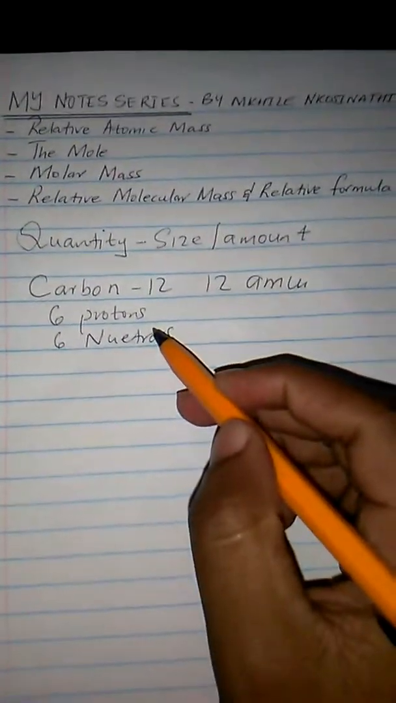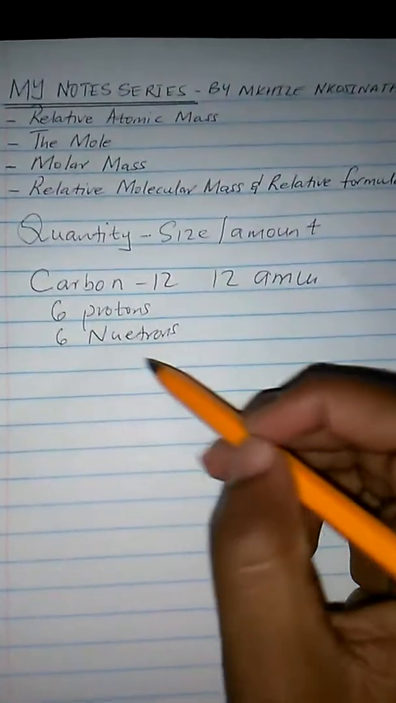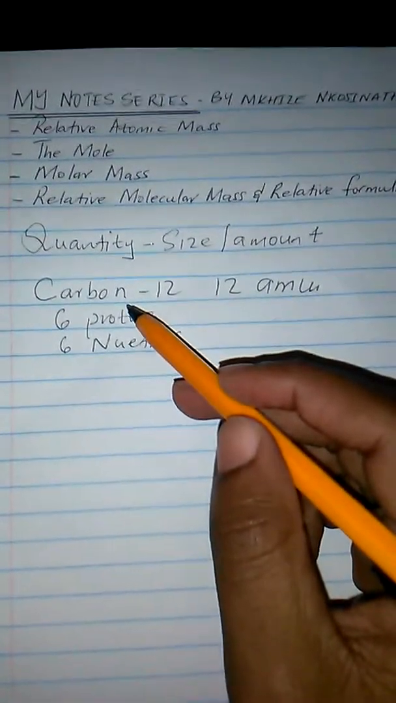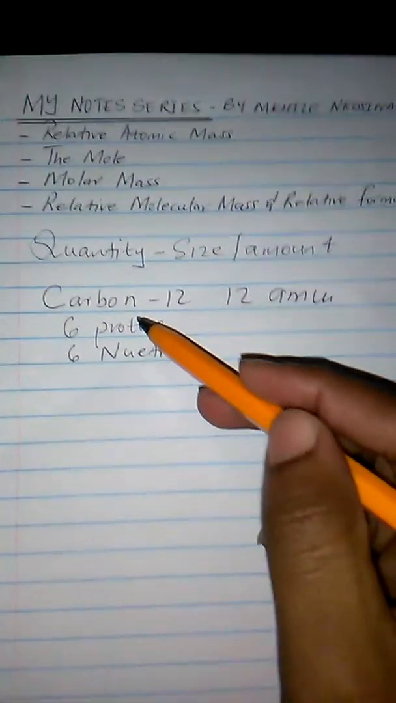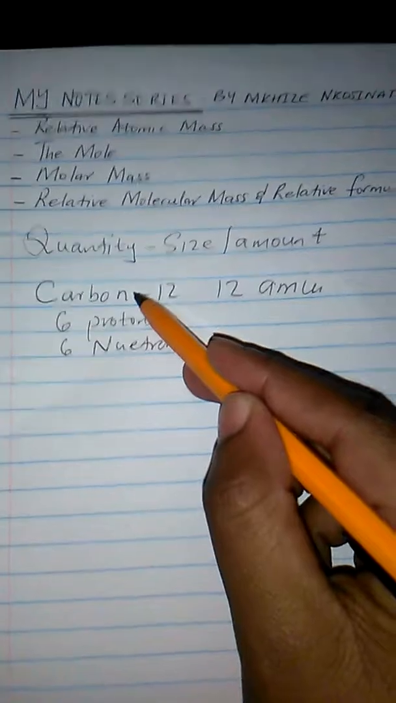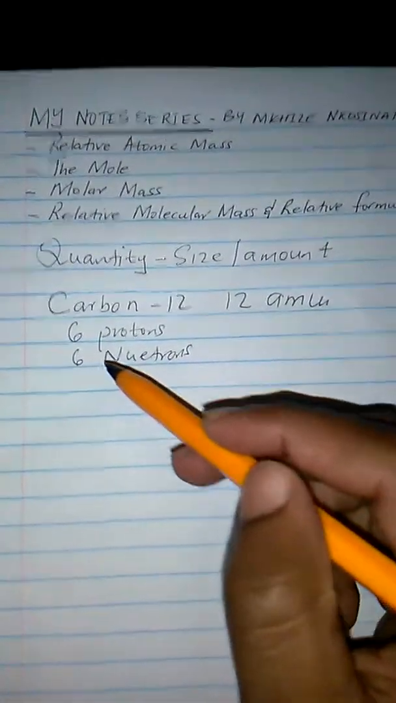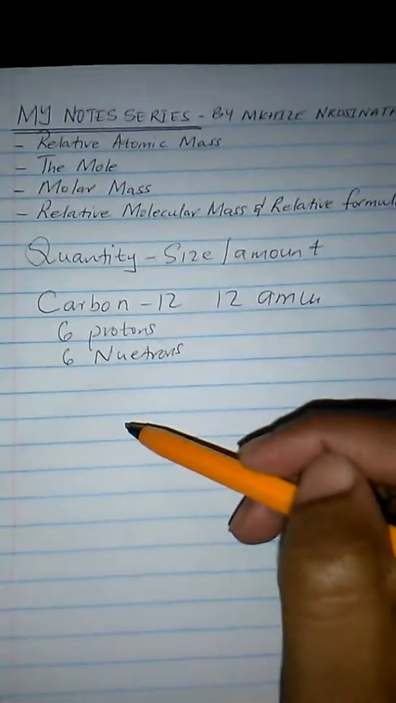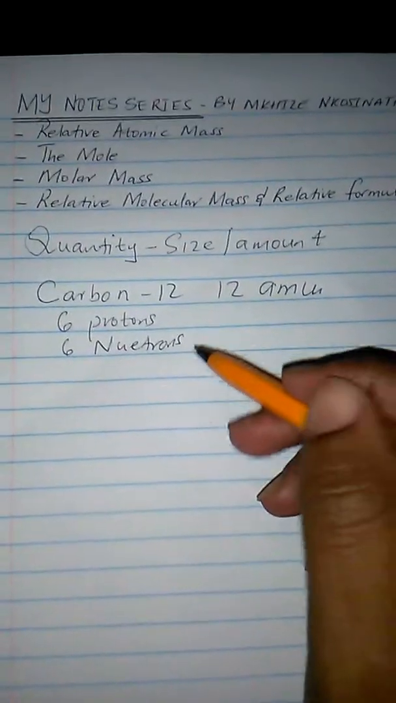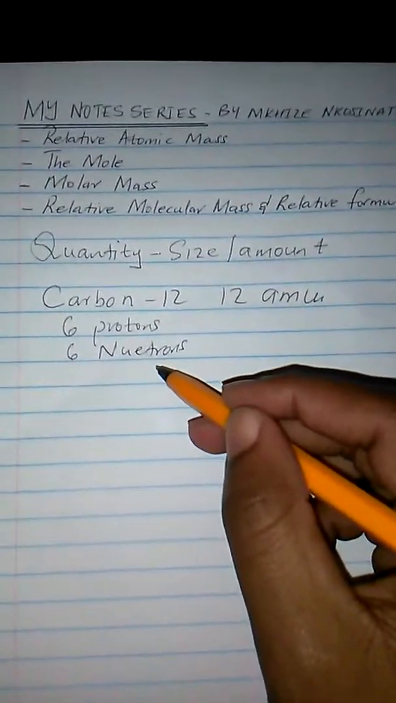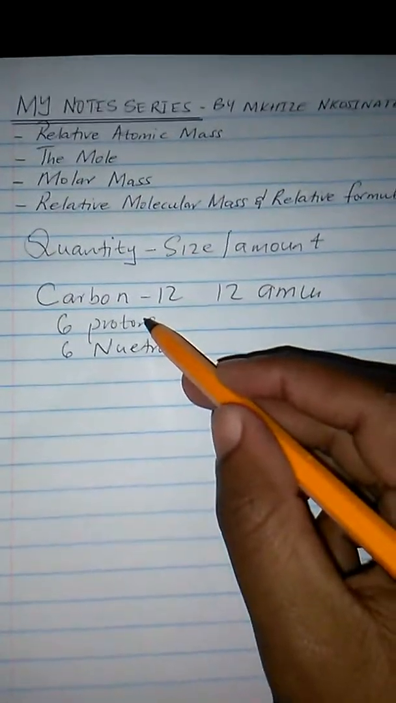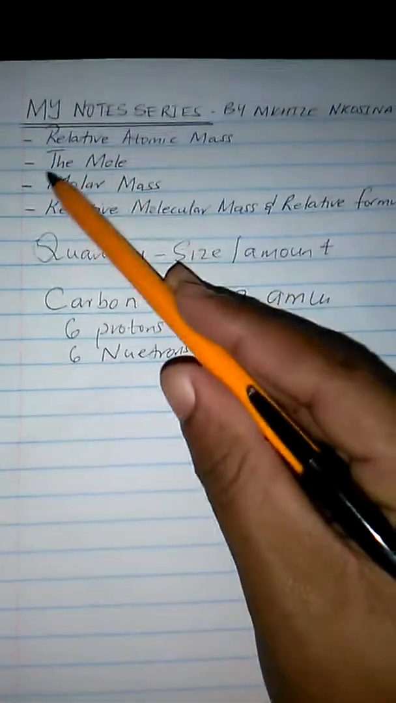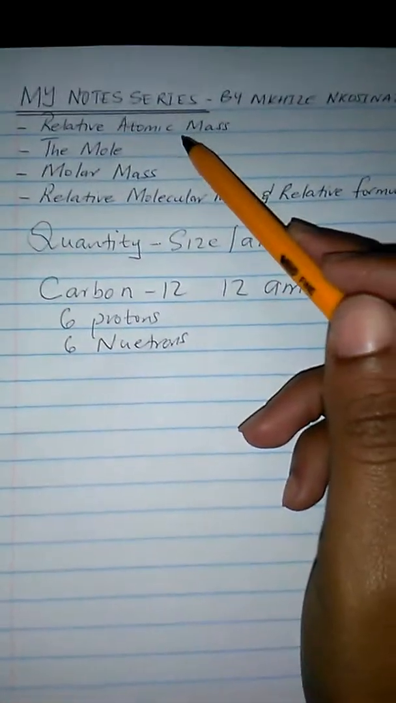So now, when scientists had come up with this system, they measured the mass of every other element in relation to the mass of carbon 12. So as a result, all the other elements like hydrogen, iron, nitrogen, oxygen are measured relative to the mass of carbon 12. Hence, we have relative atomic mass.